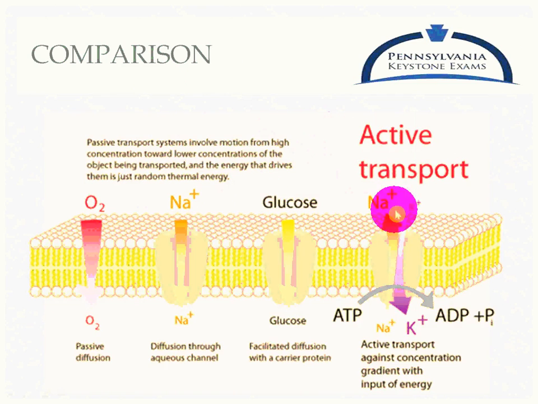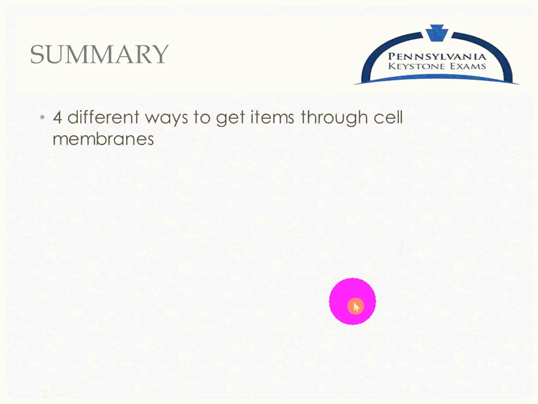Just another picture showing you them. So we have our passive diffusion, just regular diffusion, oxygen going straight through. We have facilitated diffusion, helping out with the protein to carry them through. And we have active transport going from a low concentration gradient to a high concentration. They're showing you again that sodium potassium pump, and we need ATP or cellular energy involved.